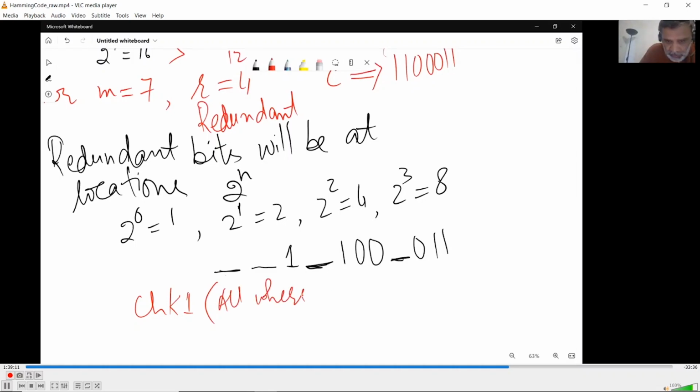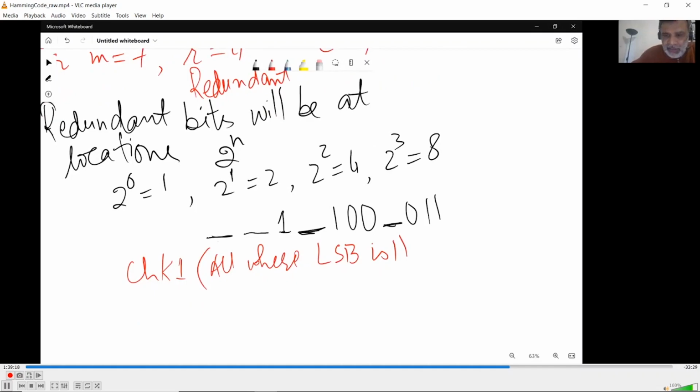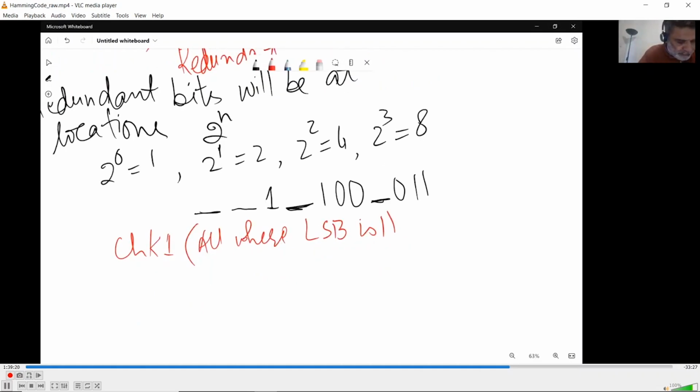Check 1 covers all positions where the least significant bit is 1. What is meant by this? We can do it like this. What I'm saying is, I would make it again, and let me move my header somewhere else, and let me take some other color. Let's see if it gives me another color. Okay.